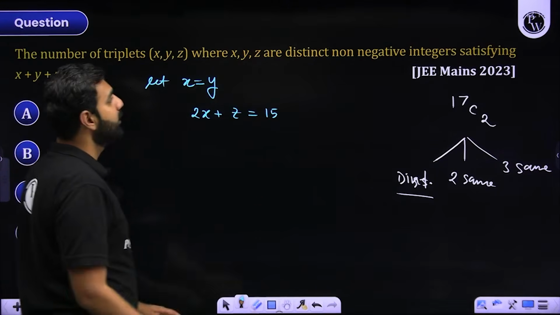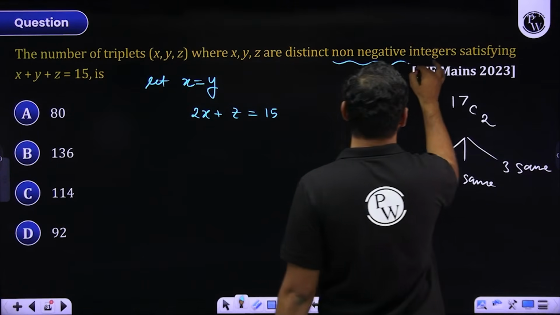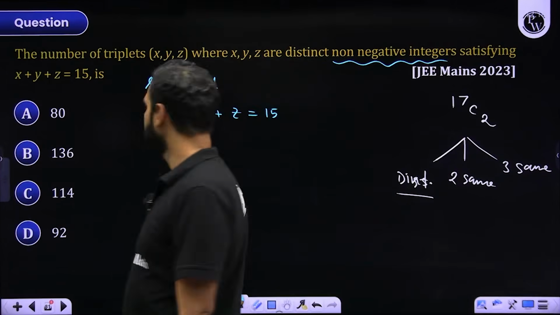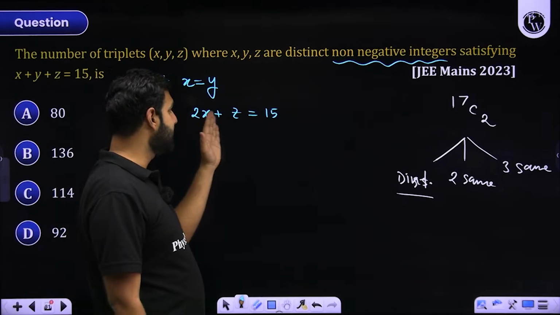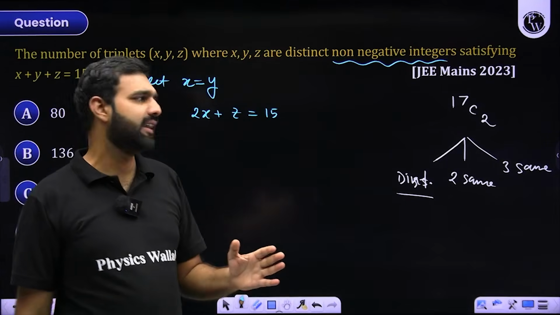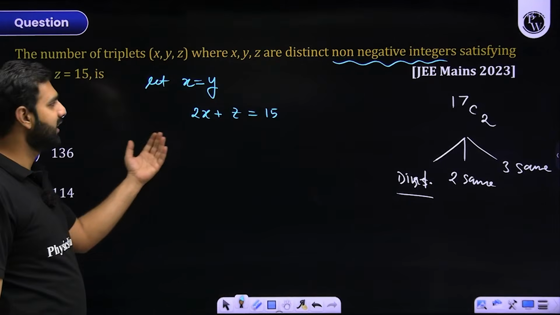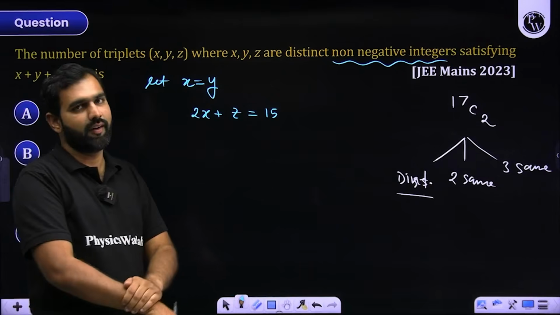The solutions are non-negative. Non-negative means what? 0, 1, 2, 3, 4, 5. So let's try x as 0. Can we keep x as 0? In that case, when you keep x as 0, z will become 15. Is that fine? I think there is no problem, because if z is 15, x will become 0 and x, y both will be 0.